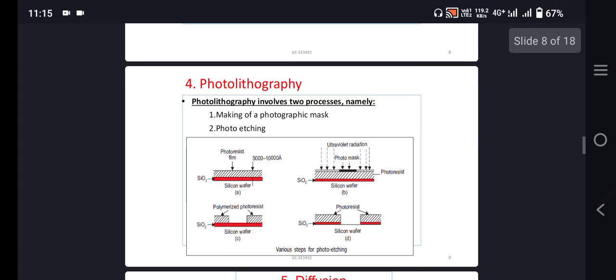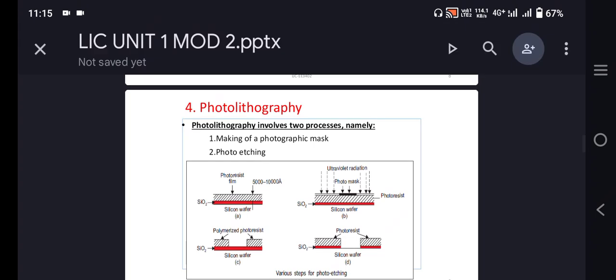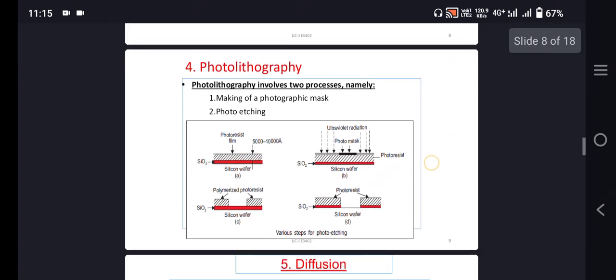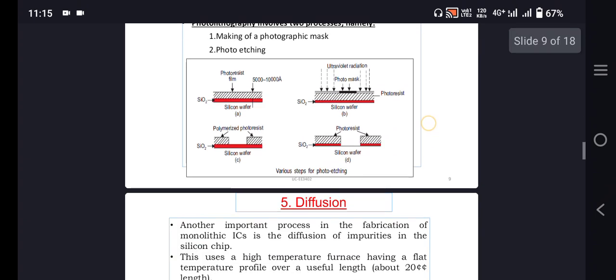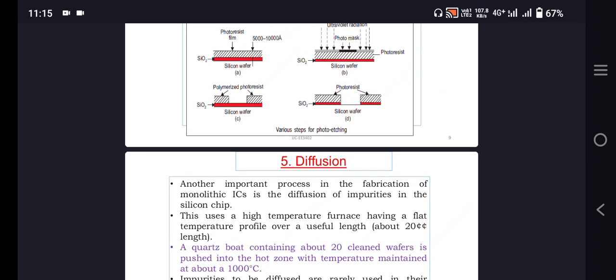The fourth step is photolithography. Photolithography involves two stages, making a photographic mask as well as photo etching. The various steps used in the photolithography is represented in the diagram. The fifth step is diffusion. This is also the important process of fabrication method.